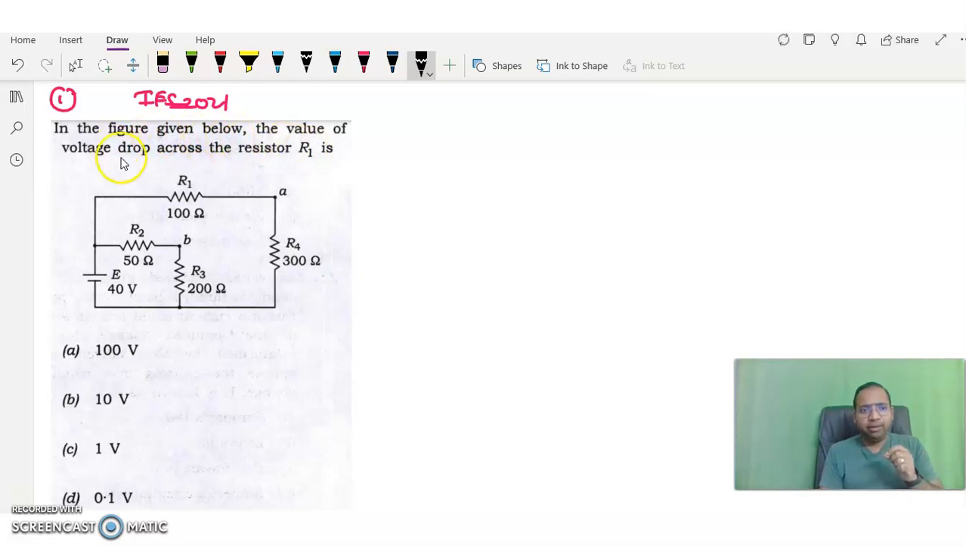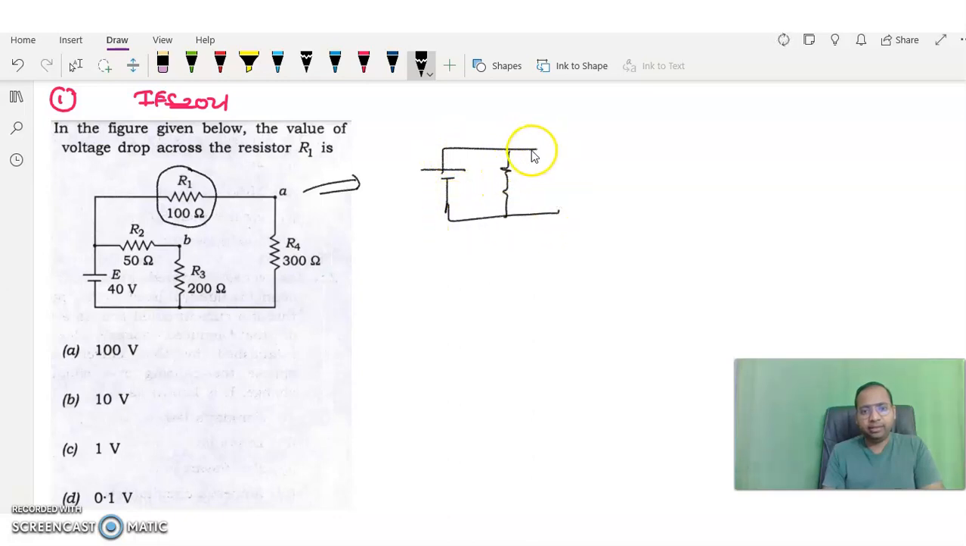In the figure given below, find the value of the voltage drop across the resistance R1. That means in this resistance R1, they are asking to find the voltage drop. First of all, observe, may I draw this circuit like this? Whatever the circuit they gave, I draw it like this. Here 40 volts, and 50 ohms, 200 ohms, 100 ohms, as well as 300 ohms. Got it? That means I just straighten these two. Okay, I took it like this. Now they are asking to find the value of the voltage drop across this one.